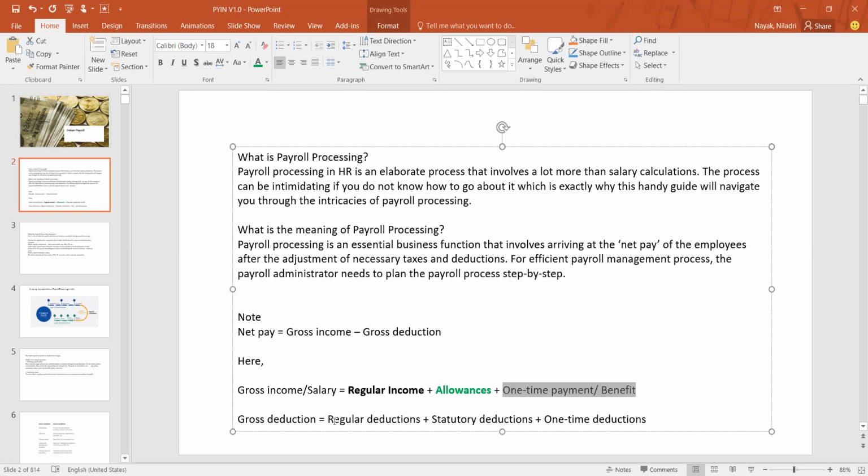For regular deduction, I will give another example: it can be your EMI. Suppose you have taken a home loan or a car loan, and it is linked to your salary, automatically deducted from salary.